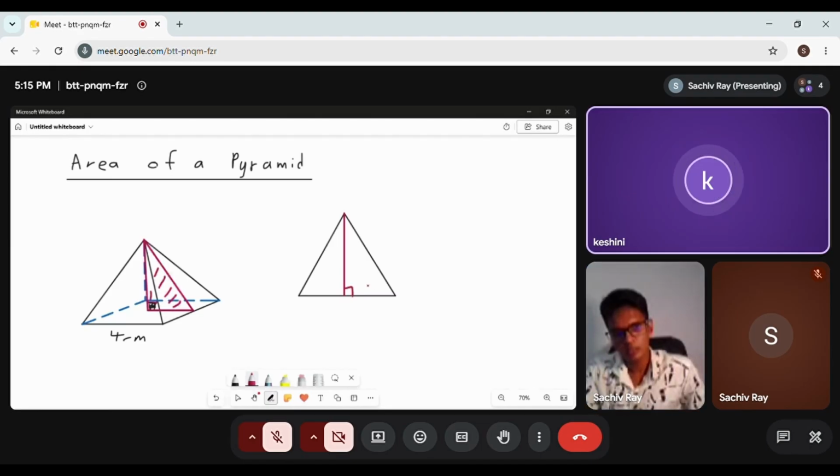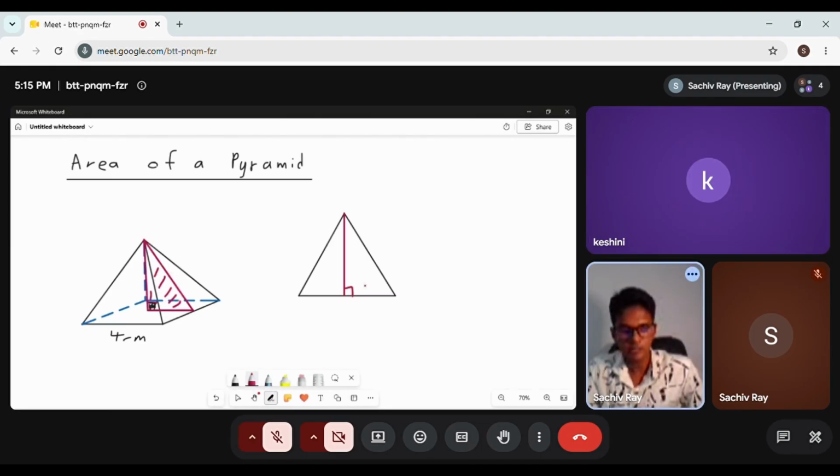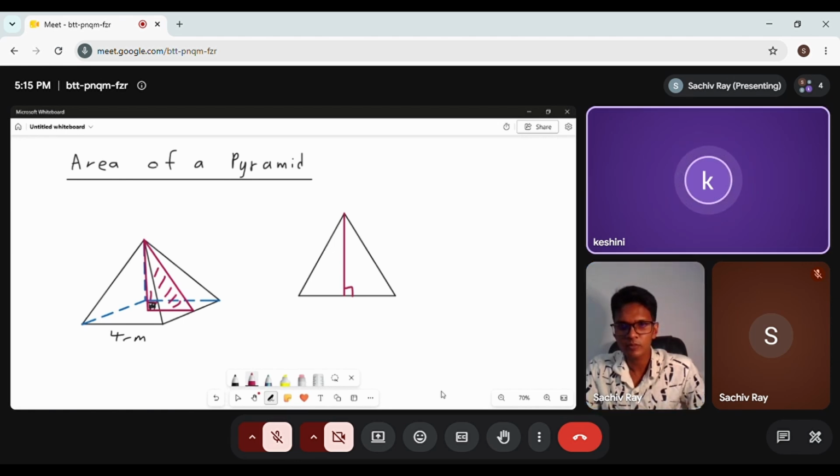It's the perpendicular height, right? So we can see that the hypotenuse of this pink triangle is the perpendicular height of this face, or this triangle. Are you clear about that part, or if you have any doubts, just ask away. Yes, sir, I am clear with that part.